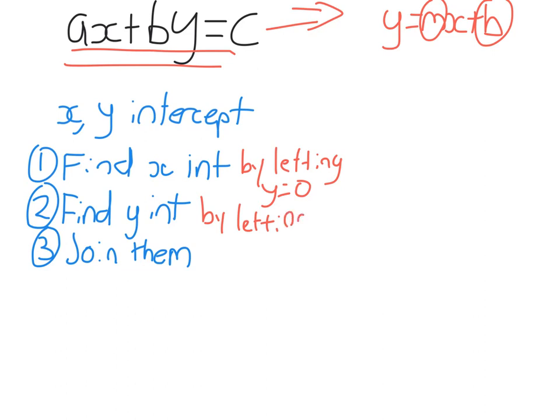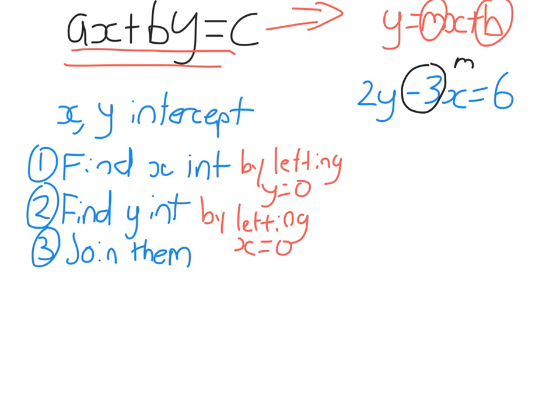And in each case, we have something to solve. Let's do a very quick example. So let's say I have 2y minus 3x equals 6. You can't look at this equation and say, oh, cool, the number in front of x is -3, therefore the gradient is -3. That's not right.